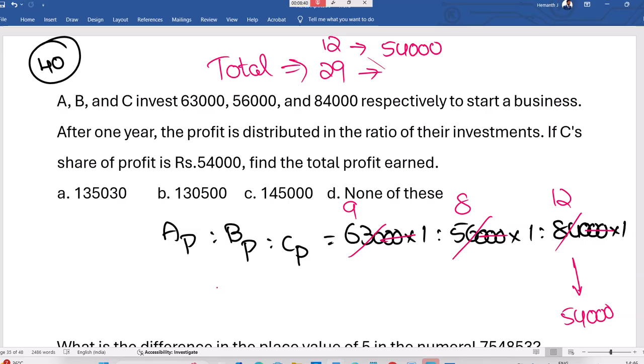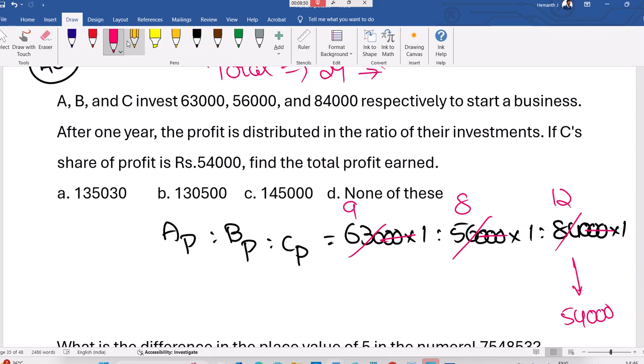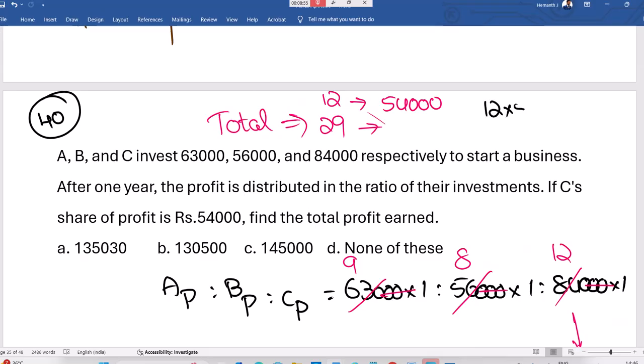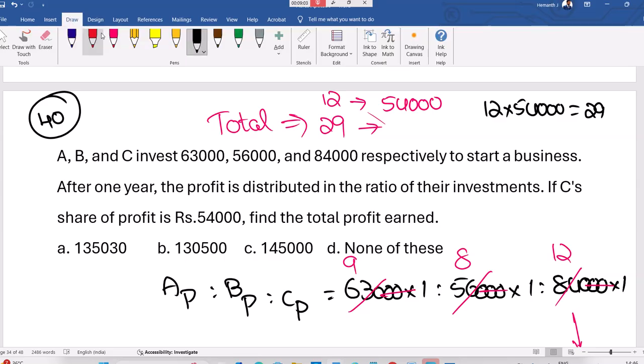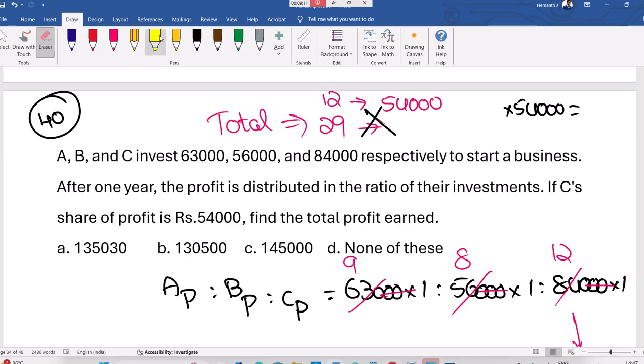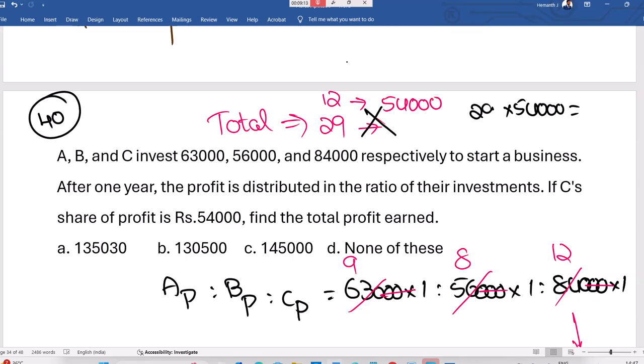Or you can cross multiply. There's no need to find the factor and waste time. We can find the factor from 12 to 54, or else use my simple logic: cross multiply. Cross multiply means 29 into 54,000 must be equal to 12 into question mark.